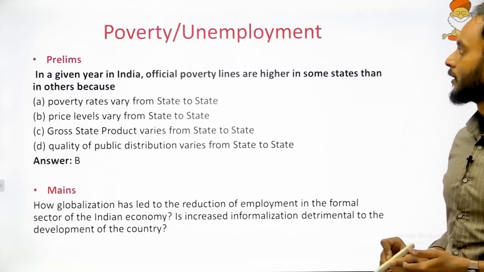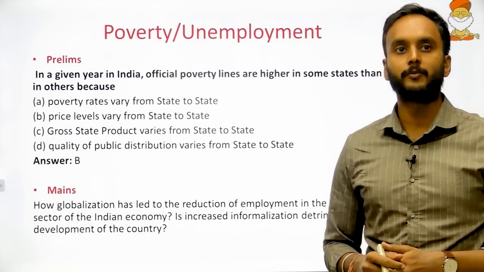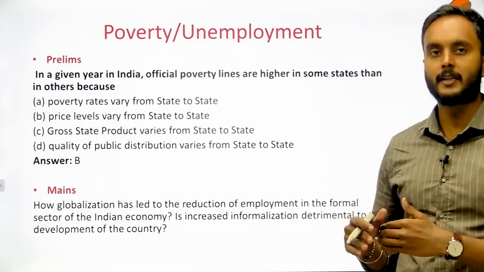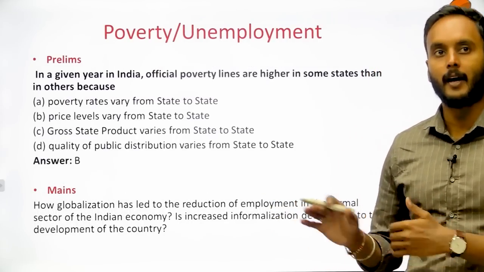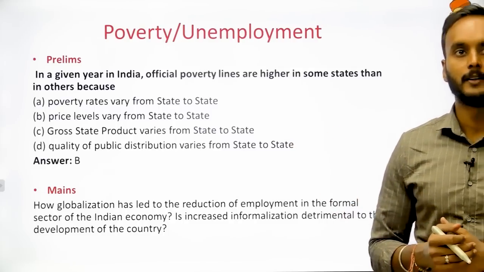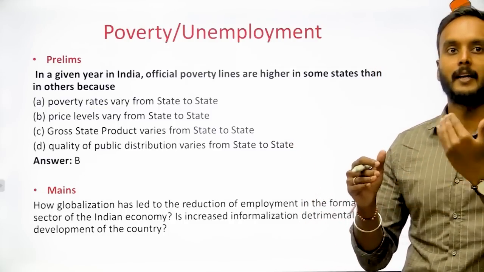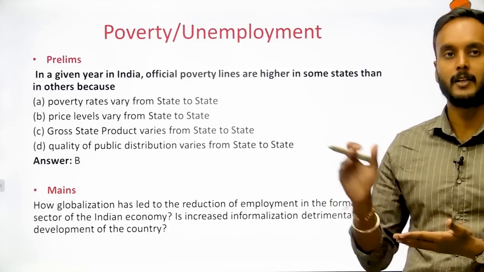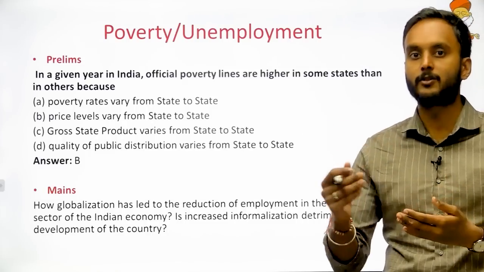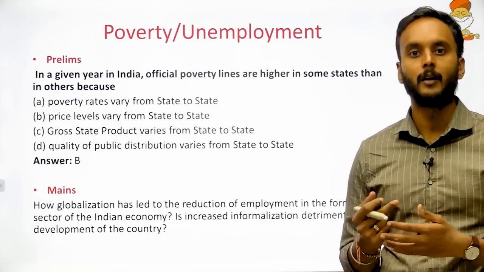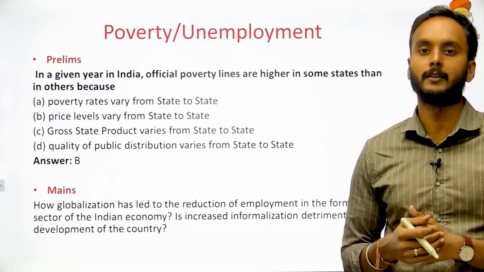Next, poverty and unemployment. Students, if you see in prelims, the questions can be on both poverty and unemployment. And if you see the prelims question here, it is about in a given year, the poverty lines are higher in some states than in others. Why? A question has been clearly asked. It is an application-oriented question, which was in the news, but you can also apply your logic and come to the answer.